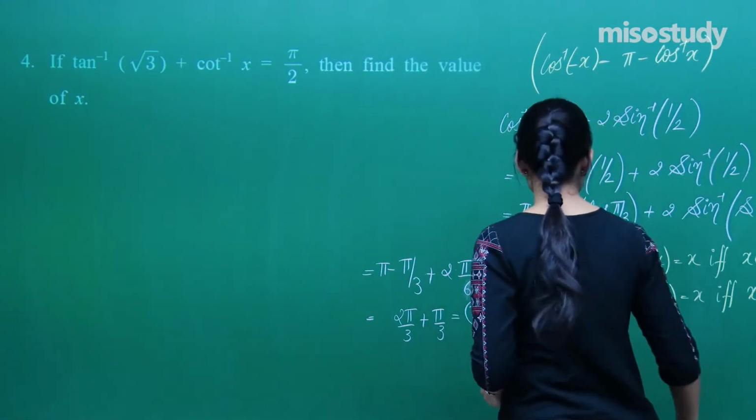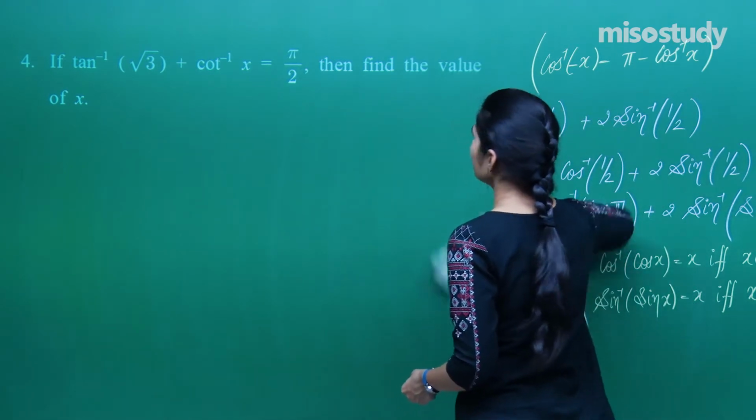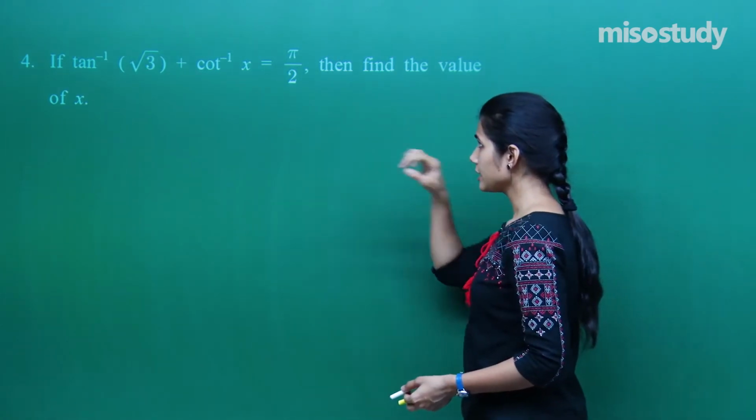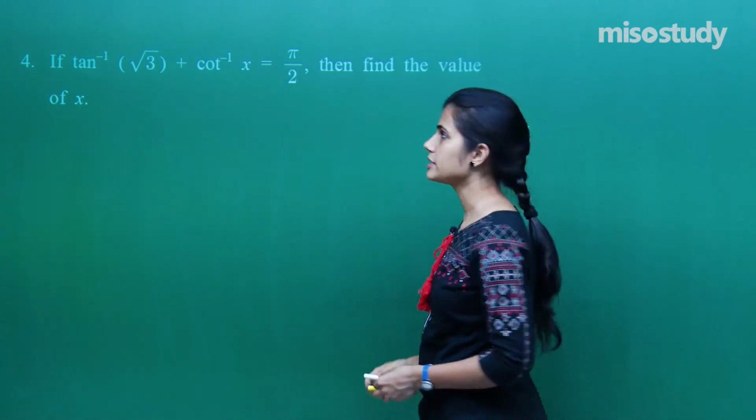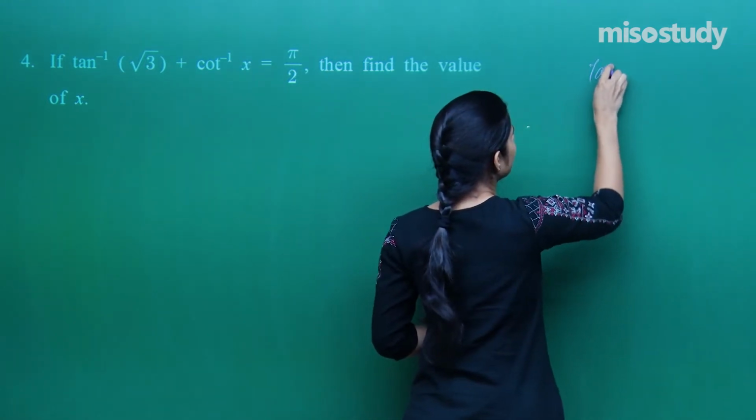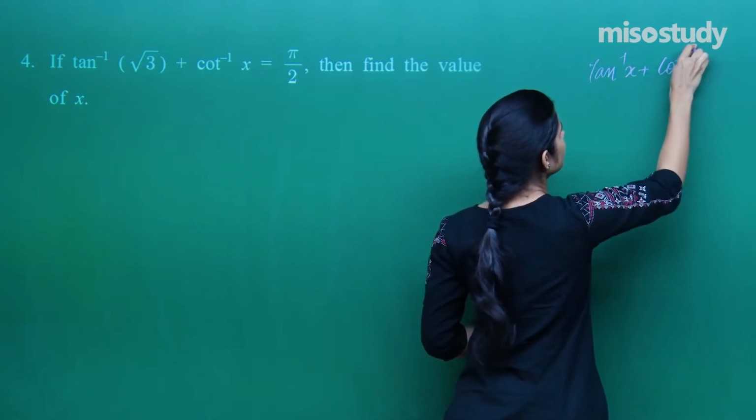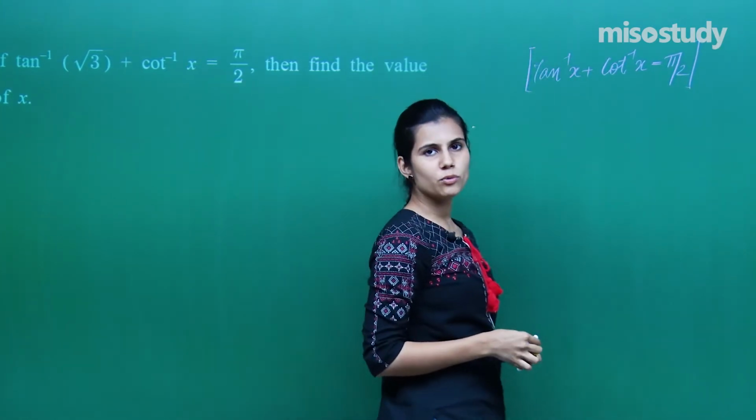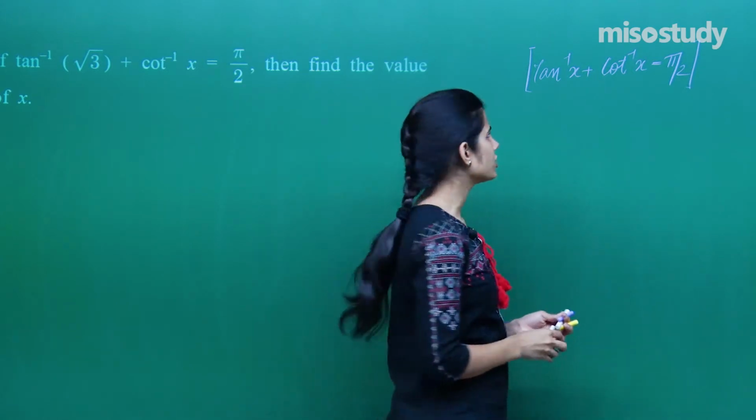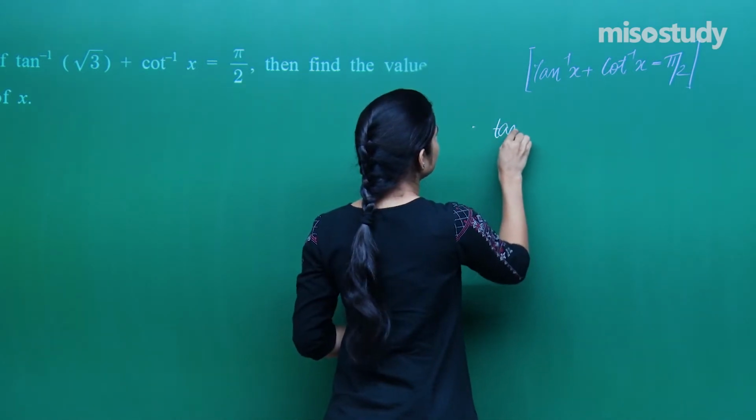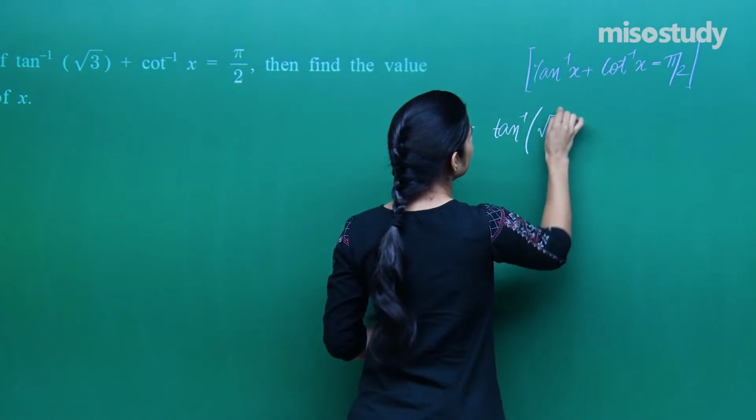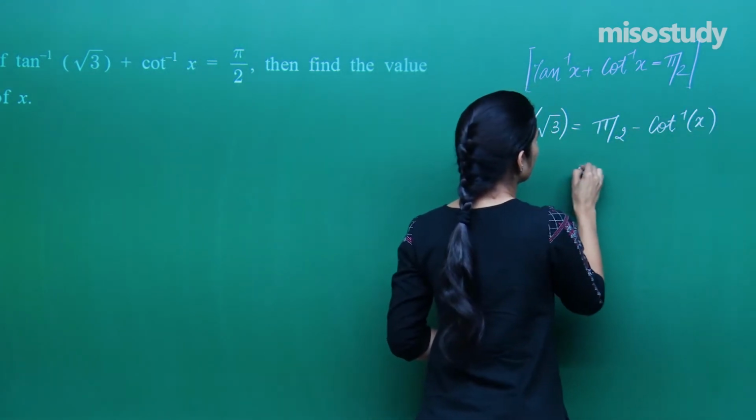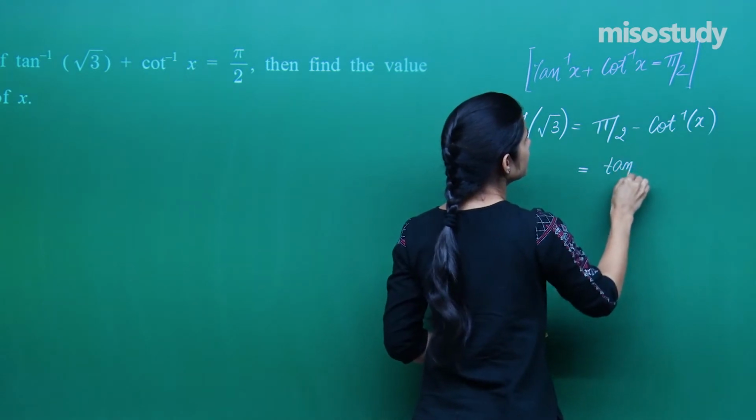Next we have: if tan inverse root 3 plus cot inverse x is pi by 2, find the value of x. Again, one property which is clearly evident to be used over here is something related to pi by 2 and something related to cot inverse x. We know that tan inverse x plus cot inverse x is pi by 2, and so obviously if I am given pi by 2 and cot inverse x, I would always be wanting to club them together to bring tan inverse x in the picture. So obviously in here I would be writing tan inverse root 3 equals pi by 2 minus cot inverse x.